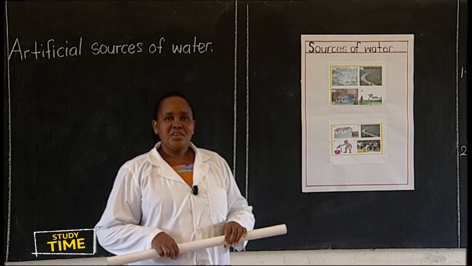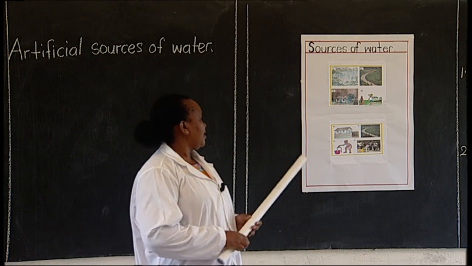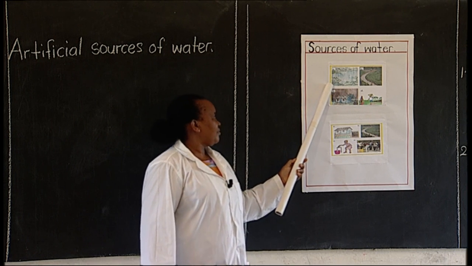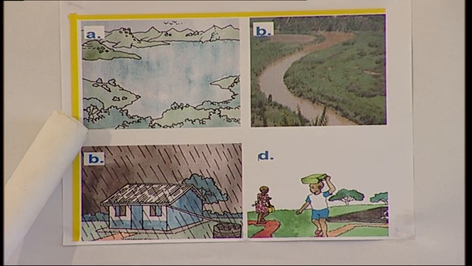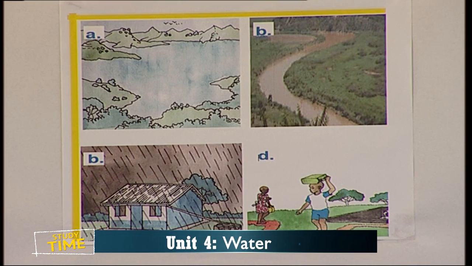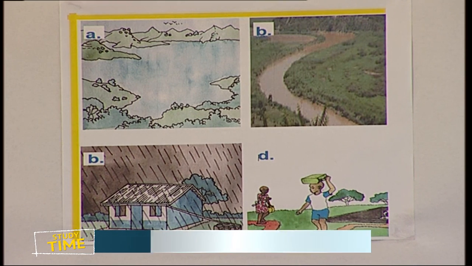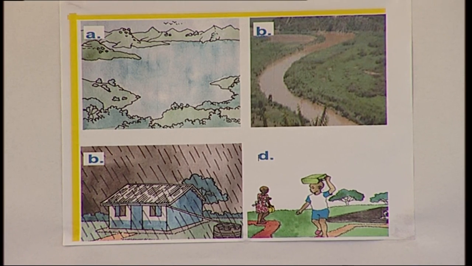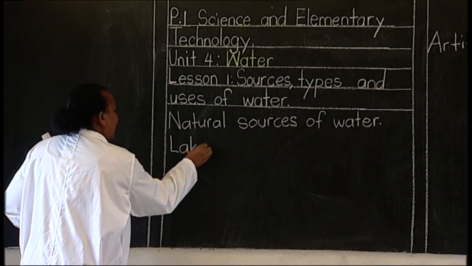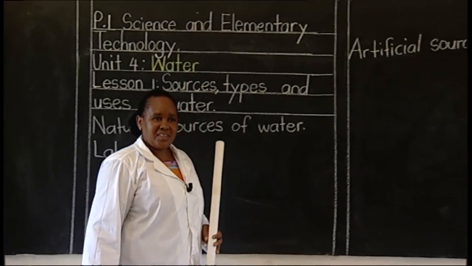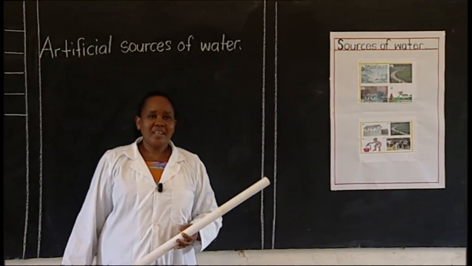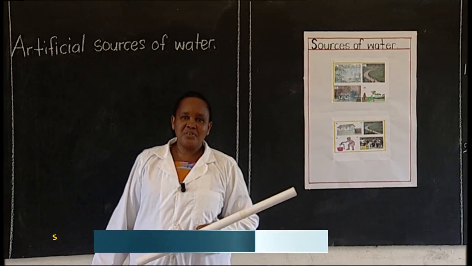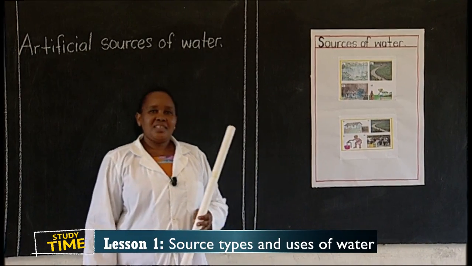If it is natural, you tell me it's natural. Good. We have this one, which is A. Who can tell me its name? Okay. This is a lake. A lake is a natural source of water. And this is how we write the word lake. Lake. Do you know any lake? Okay. Lake Mahaz. Wonderful. Another lake? Okay. Lake Kivu. So those ones are natural sources of water.